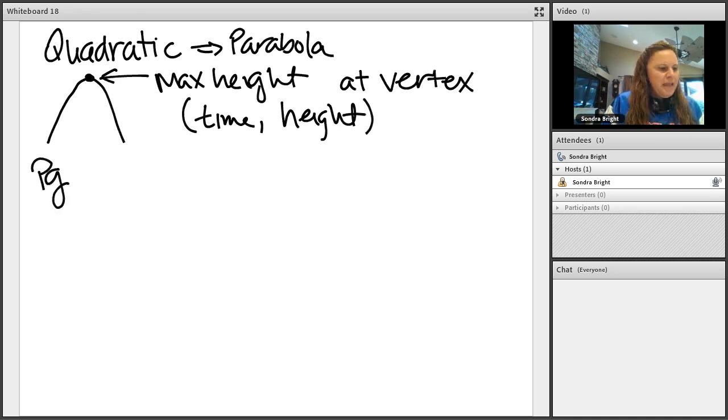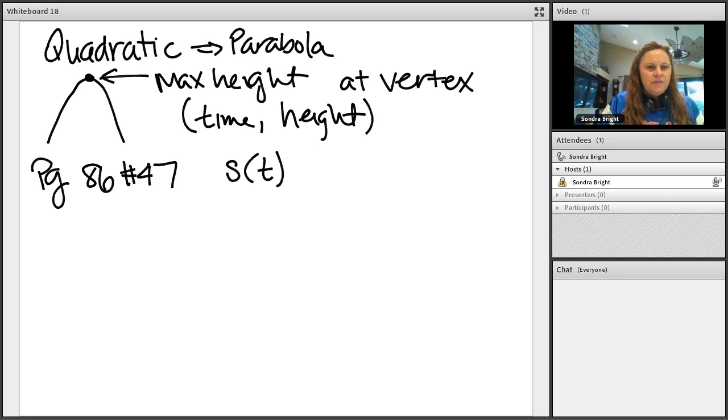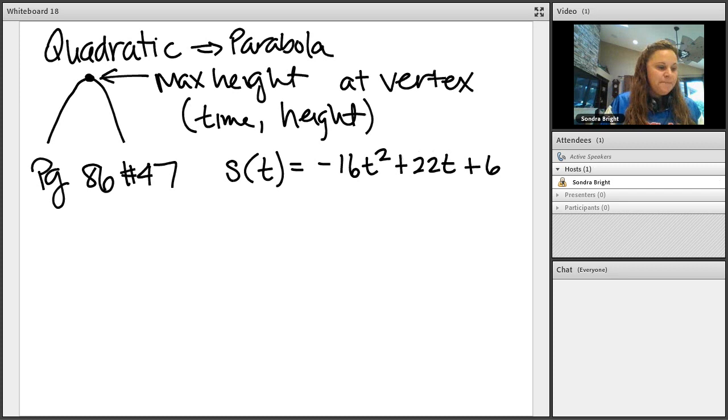So page 86, number 47, says a ball is thrown vertically with a height given by s of t, so instead of x they used t, not a big deal, negative 16t squared plus 22t plus 6. That is an opening down parabola, right? And the max height is at the vertex. And so what you want to do is find the vertex.